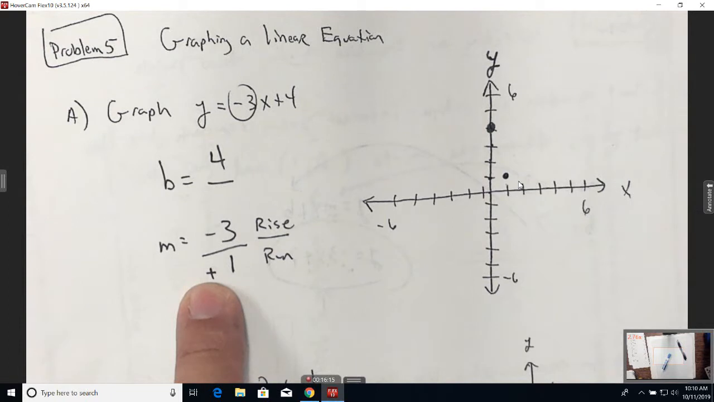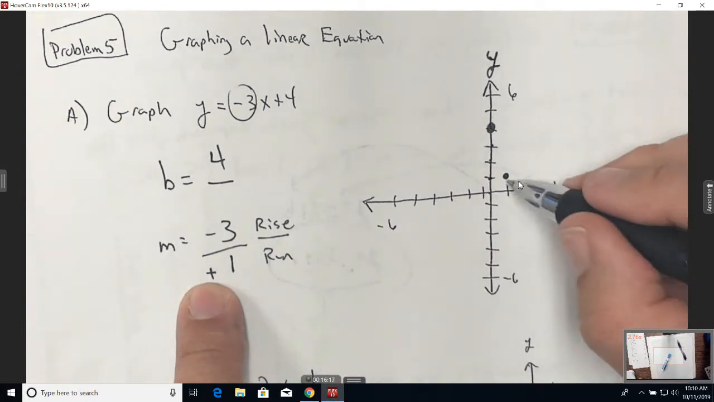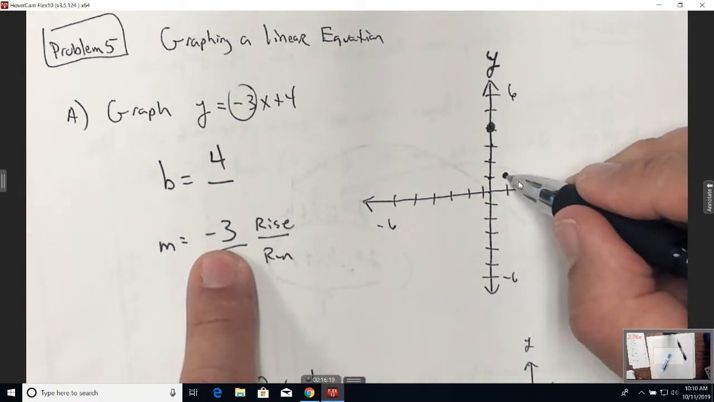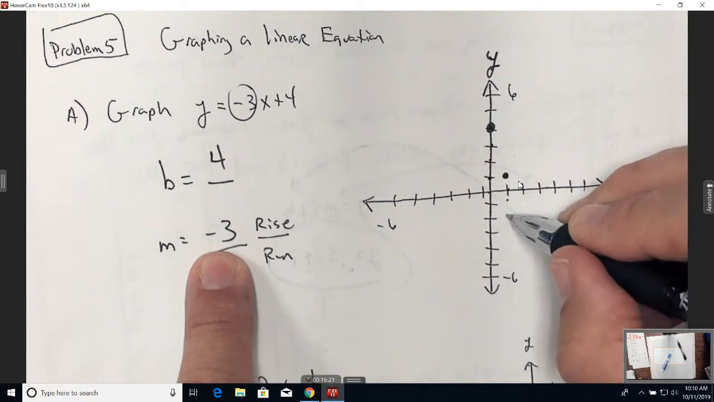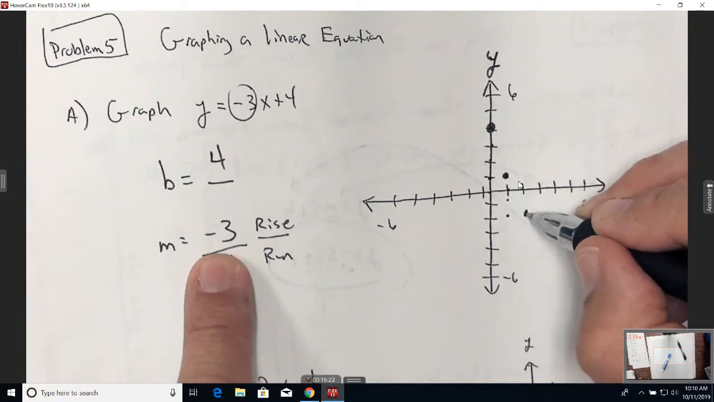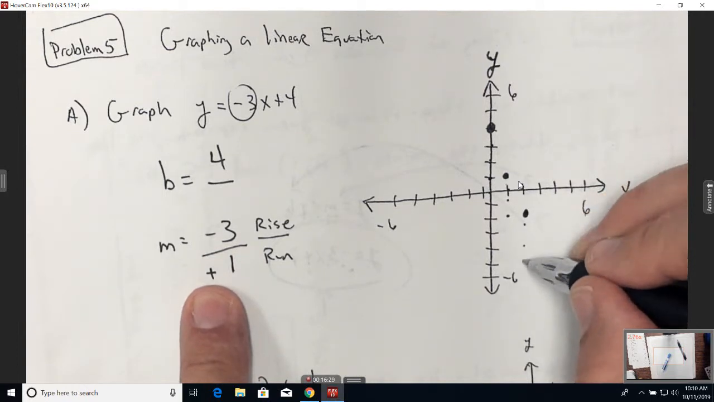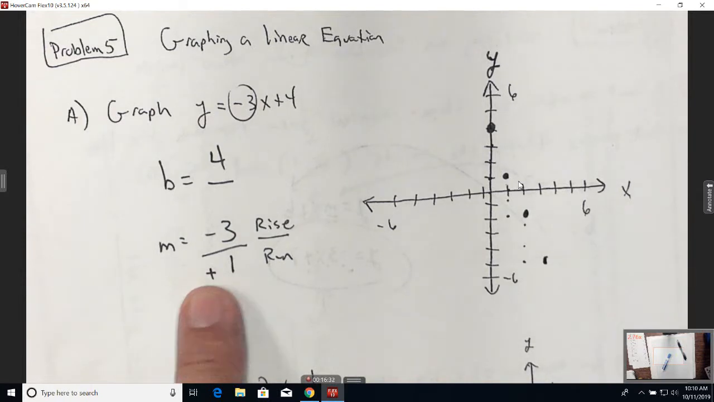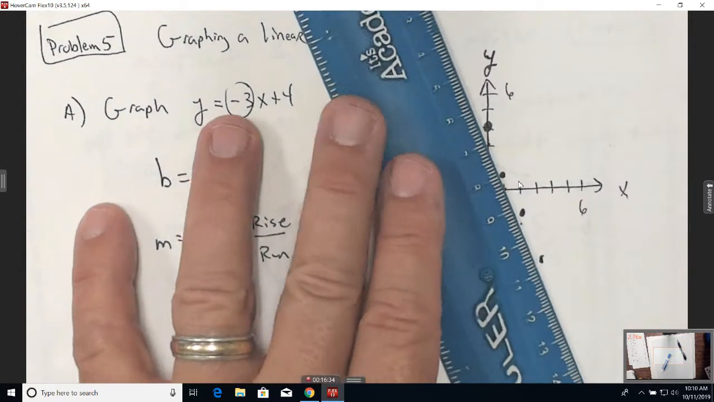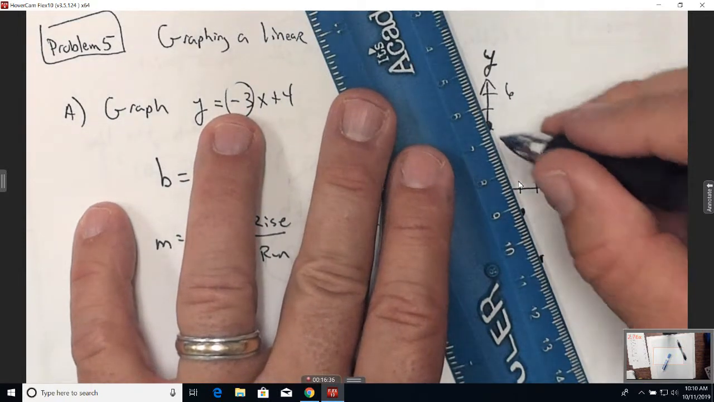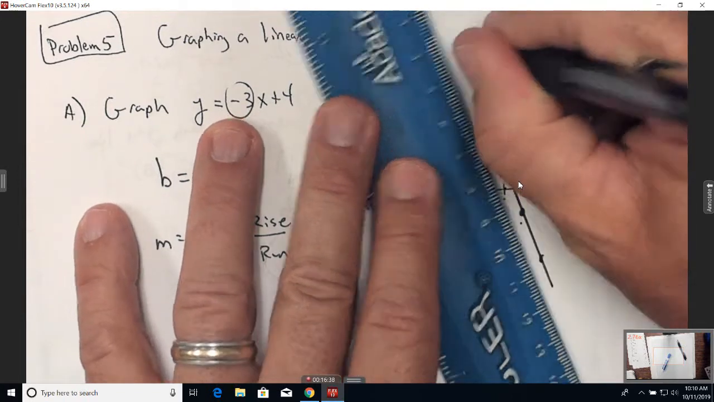There's another point on the graph. I can find other points. From that point, I rise down 3 again. 1, 2, 3. Run to the right 1. There's another point on the graph. I could do this all day long. To find another point on the graph, rise down 1, 2, 3. Right what? 1. And then to make a graph of this, I just get my ruler and connect the dots, and it should go through every point perfectly.